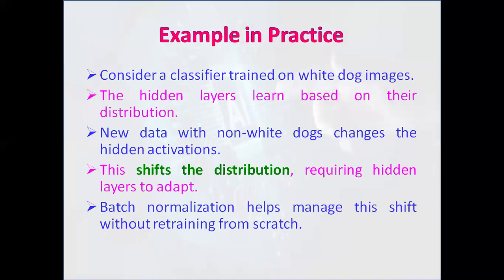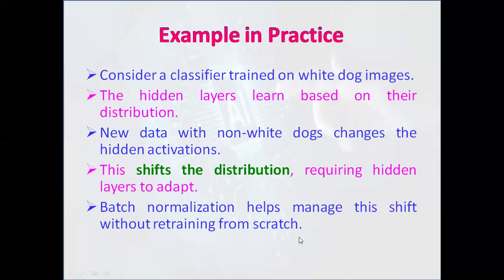Example, if you are taking in practice, consider a deep neural network trained to classify images of dogs. Let us say, for example, we are going to train the network by making use of the images of dogs.